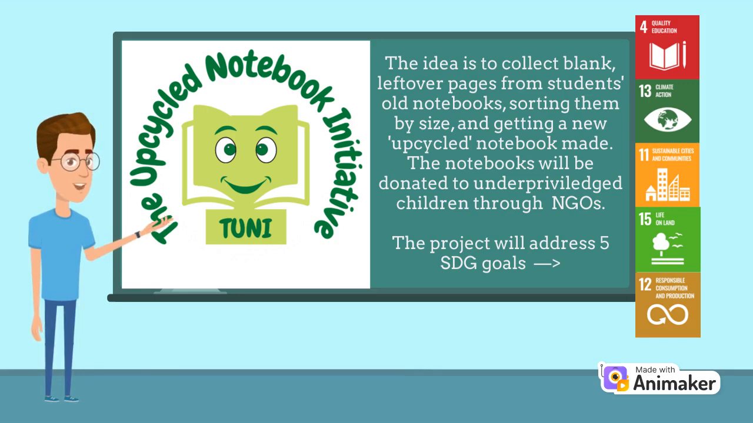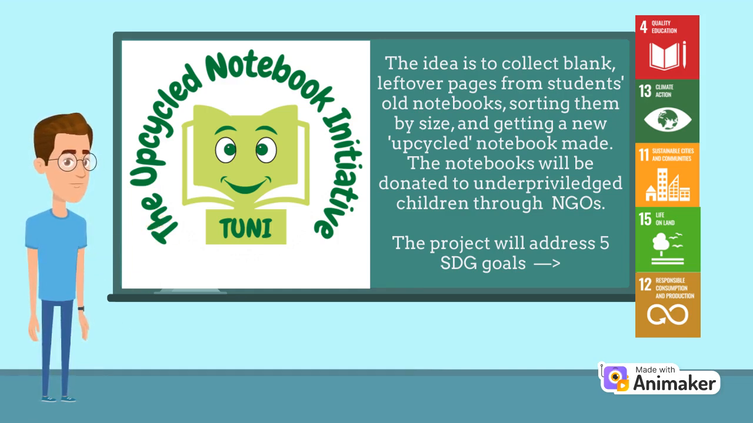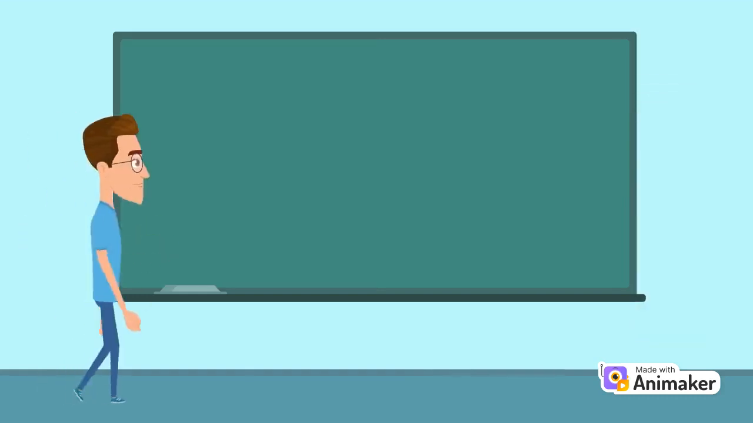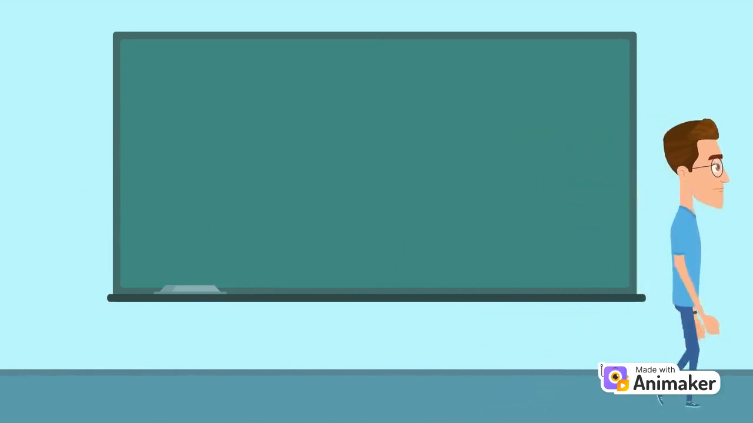We will be using those pages, sorting them by size, and will give them to a printing factory which will bind those pages and make notebooks at a nominal cost. This leads to the idea of upcycling, since we are making use of unused paper and making new notebooks. We plan to donate these notebooks to an NGO, one which can give them to underprivileged children since these are valuable resources for them as they cannot afford many notebooks. The project will address 5 SDG goals. Now let's watch the video.